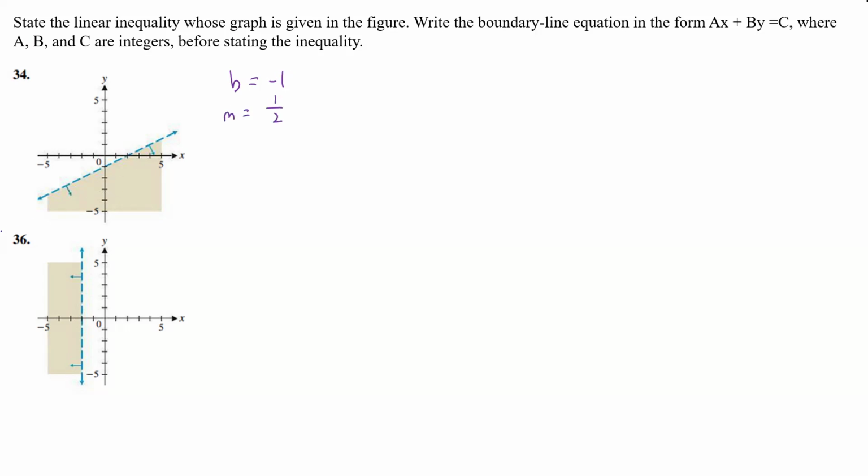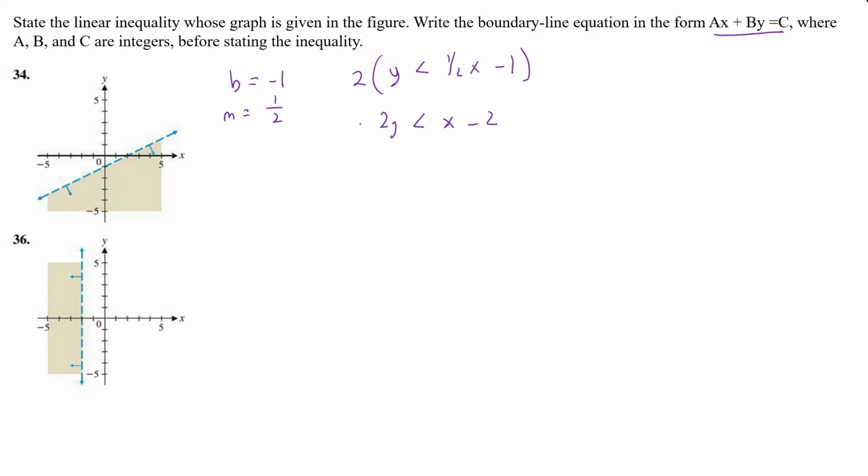Now this one is not equal to on the boundary. This one is below it, so it's going to be less than. So we can say y is less than, and now our slope is 1/2 times x, and our intercept is -1. Now, they want it in this form, so we have to do a little work. First, let's multiply and get rid of that denominator. Let's multiply the whole thing by 2. Then we get 2y is less than x minus 2.